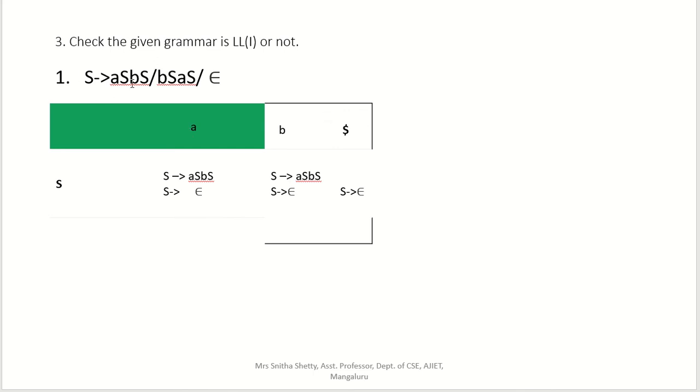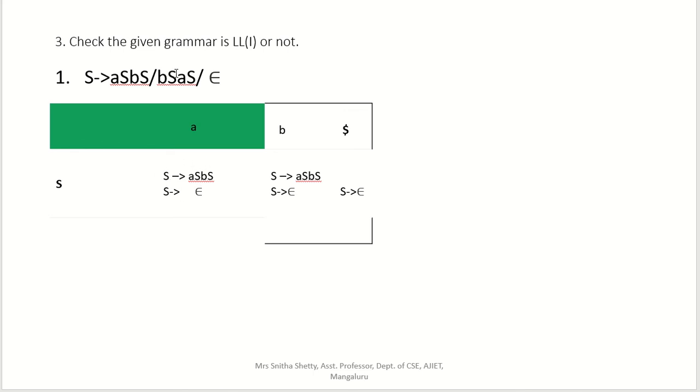S gives aSbS. So where should you place this production? Since S gives aSbS and a is a terminal, I am placing the production in column a: S gives aSbS. Right? I can place it here.